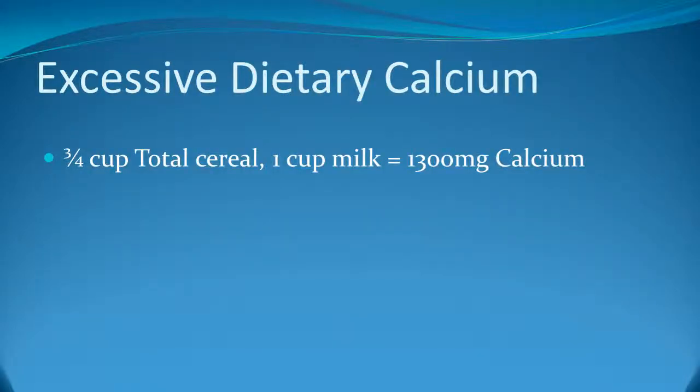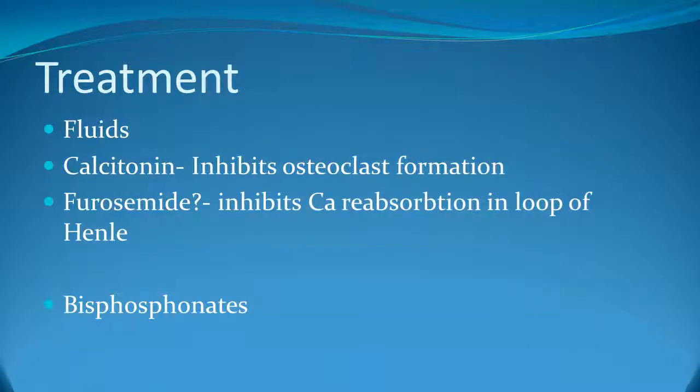Excessive dietary calcium: 3/4 cup of total cereal and 1 cup of milk is equal to 1300 mg of calcium. Treatment: fluid. Calcitonin inhibits osteoclast formation. Furosemide inhibits calcium reabsorption in the loop of Henle. And bisphosphonates.